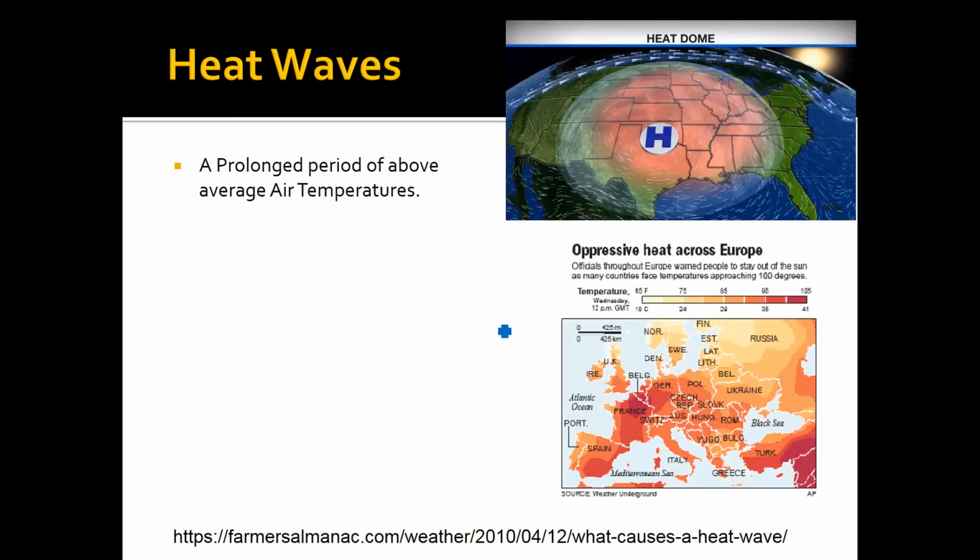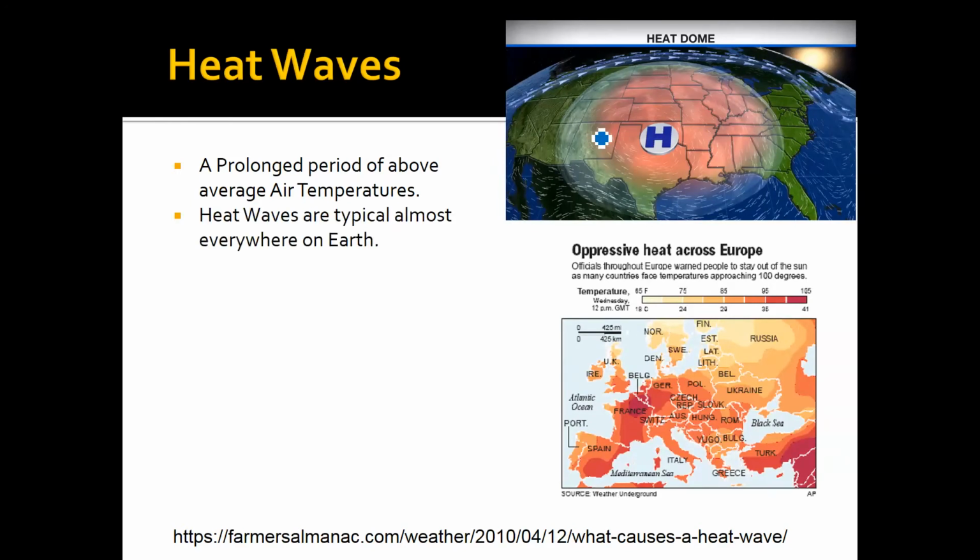The jet stream actually gives us a lot of information about warm air and cold air. Whenever the jet stream is further north, there's a warm air mass to the south. Whenever the jet stream is further to the south, there's a big cold air mass.